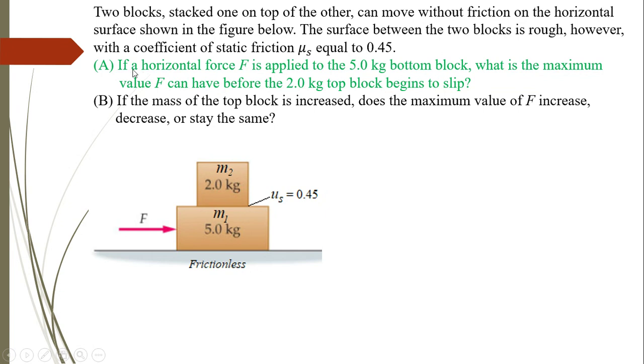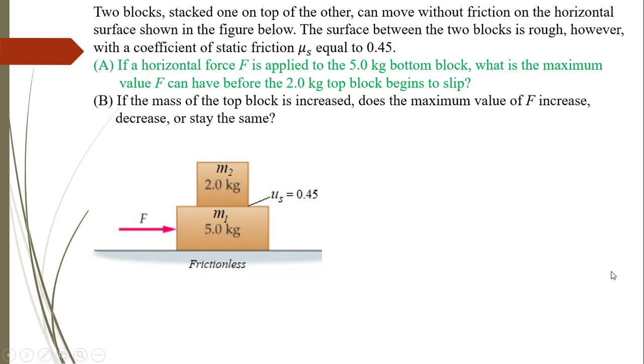Part A says if a horizontal force F, which is this F here, is applied to the 5 kilogram bottom block, what is the maximum value F can have before the 2 kilogram block starts to slide off? Part B asks if the mass of the top block is increased, does the maximum value of F increase, decrease, or stay the same? All right, so let's crack this out.